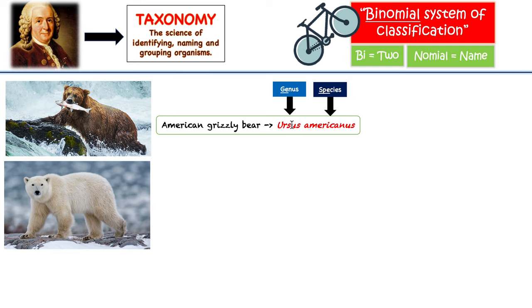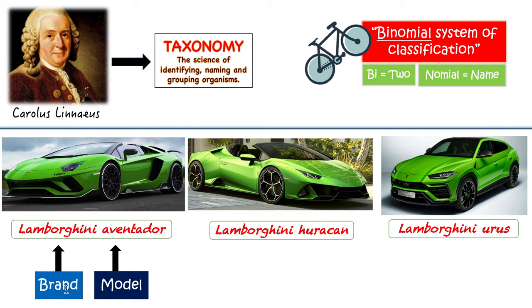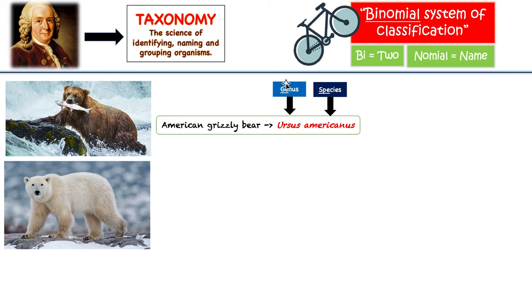So this is the English name. It's called the American grizzly bear. But according to the science, the binomial system of classification, we're going to call this bear Ursus americanus. So remember how I just mentioned brand and model. Brand is essentially genus. So genus is the way we're going to name this more broad category that we called the brand before. Okay, we're going to call it now genus.